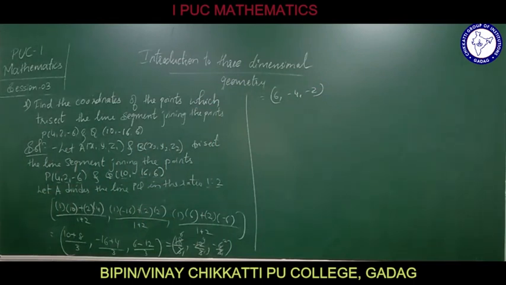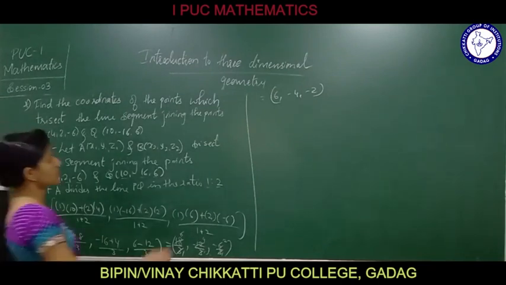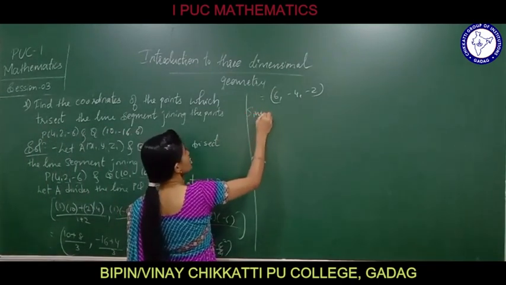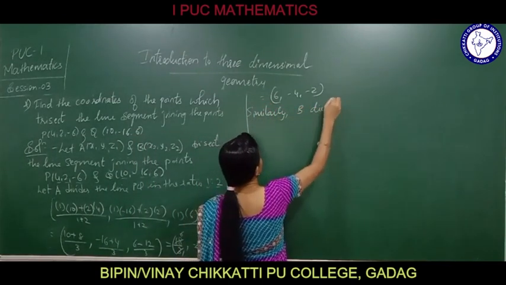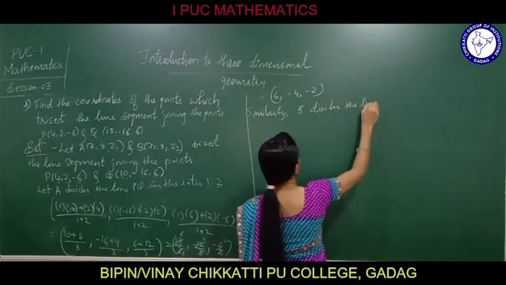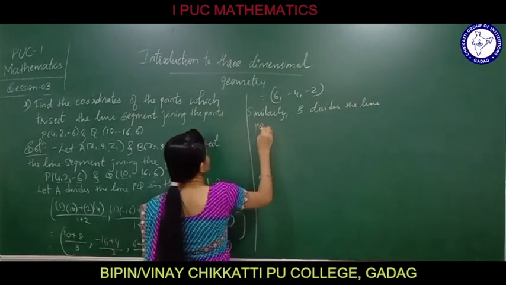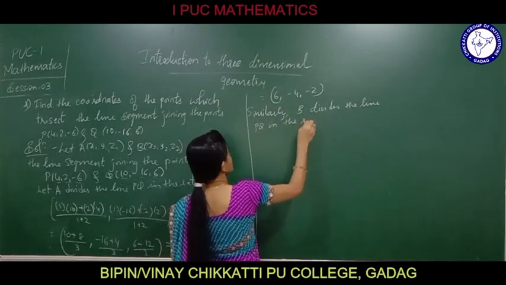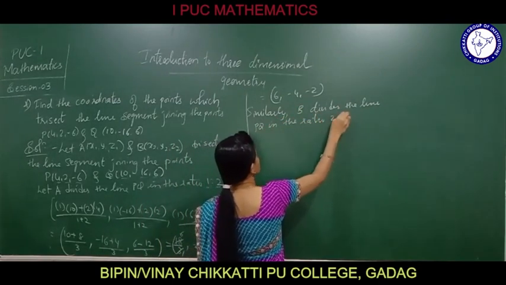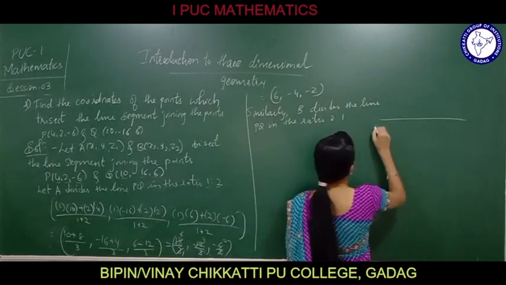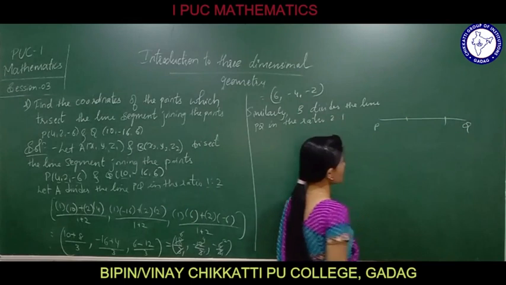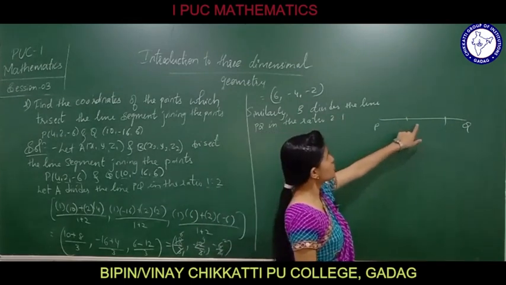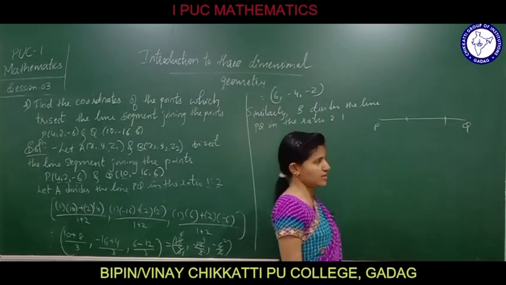Similarly, we know that B divides the line segment PQ in the ratio 2:1. Similarly, let B divide the line PQ in the ratio 2:1. See, actually it is the points P, Q and A, B. Right? 1:2 and 2:1.